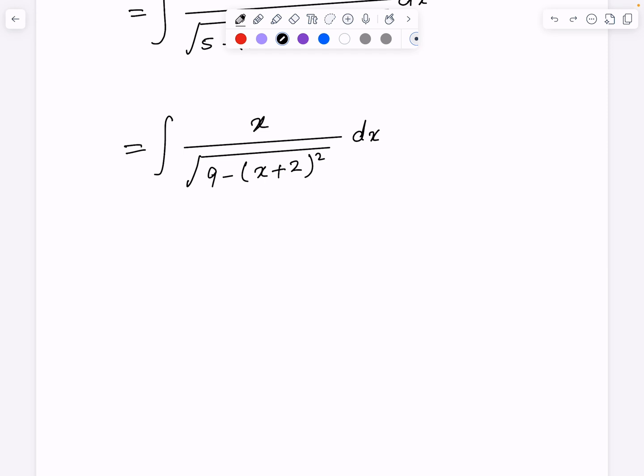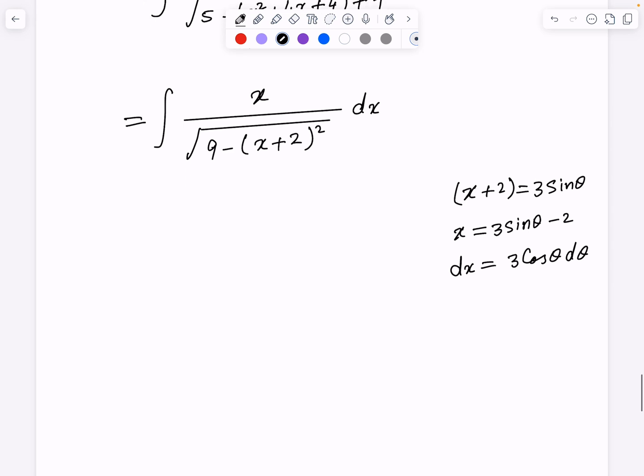So we're going to say that x plus 2, the variable or the function inside the parentheses, equals a sine theta. So what is our a? It is 3 sine theta. Therefore, x is going to equal 3 sine theta minus 2. And now dx is going to equal 3 cosine theta d theta. And now we're going to substitute.